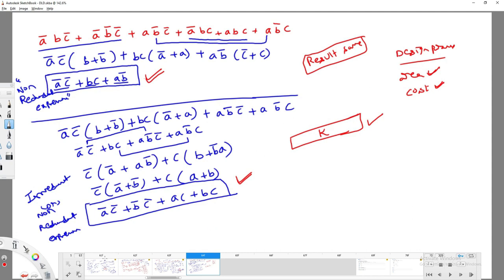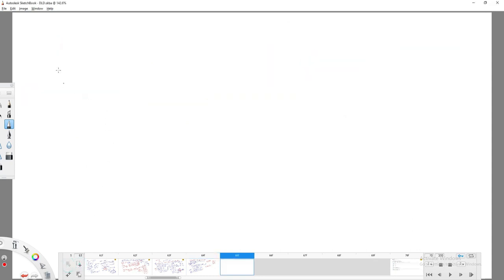For that reason, we are moving to another kind of procedure, that is K-maps. From this point, you don't need to memorize any formulas. You can simply go through a procedure.